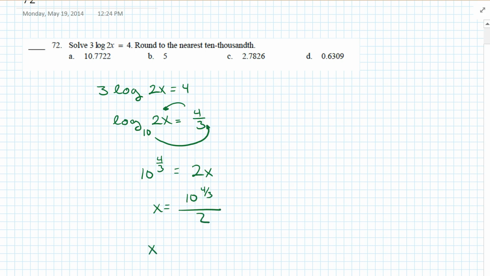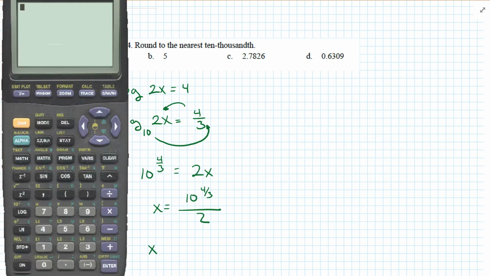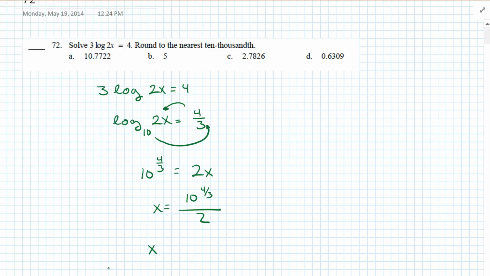Okay, so let's do that on our calculator. 10 raised to the 4/3 power equals 21 and some change. Now divide that by 2, you get 10.7722. The answer is A.